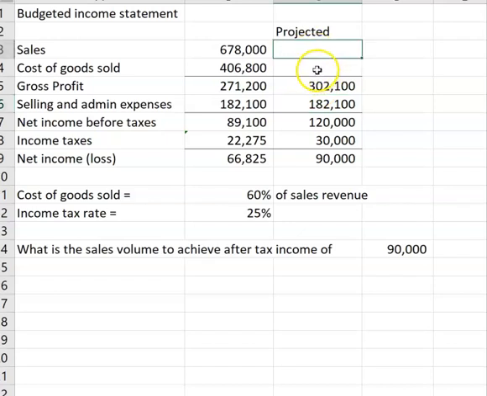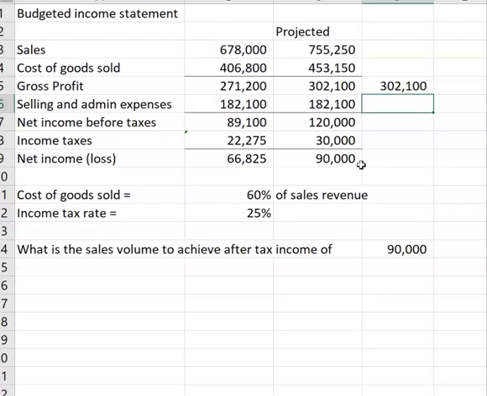Because our cost of goods sold is 60% of our sales revenue. That means our gross profit was 40%. So we're going to take the 302,100, divide that by 40%. That gets us 755,250, right? And then if we want to be working our way down, cost of goods sold is 60% of the sales revenue, right? The 755,250 minus the 453,150. That gets us to the 302,100.